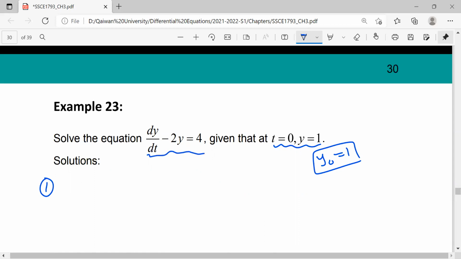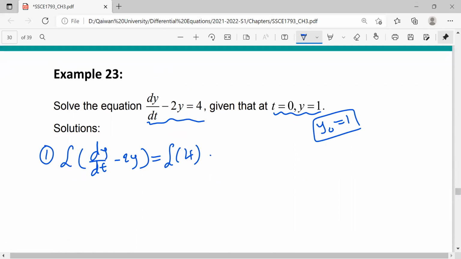We are asked to solve the differential equation. It's a first order differential equation. To solve this, we first take the Laplace transform for both sides of the differential equation. We take the Laplace transform of dy by dt minus 2y equals the Laplace transform of 4. You should know the Laplace transform of a function; we talked about this before. And here we take the Laplace transform for dy by dt and minus 2y separately for each.